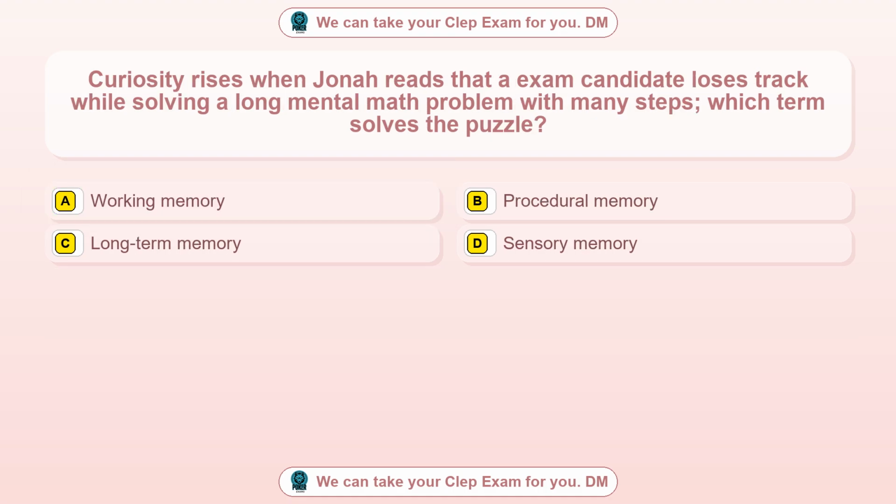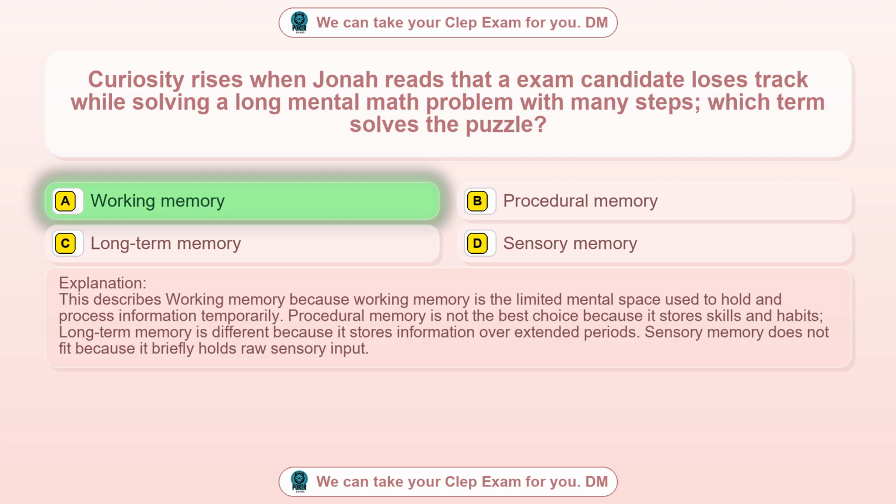Question 34. Curiosity rises when Jonah reads that an exam candidate loses track while solving a long mental math problem with many steps. Which term solves the puzzle? Option A, working memory. Option B, procedural memory. Option C, long-term memory. Option D, sensory memory. The correct answer is option A, working memory.